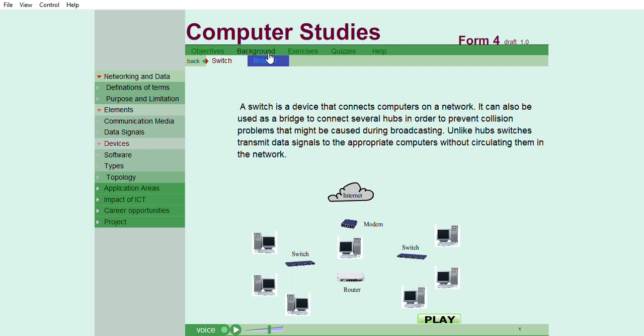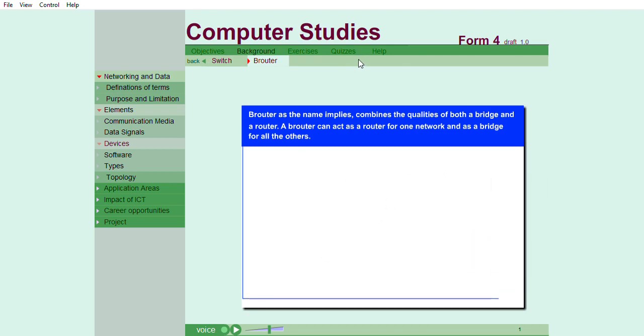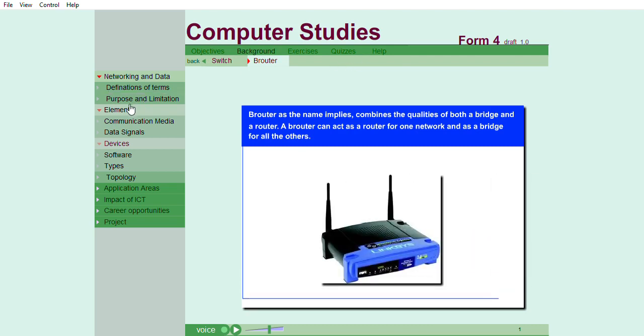A switch is a device that connects computers on a network. It can also be used as a bridge to connect several hubs in order to prevent collision problems that might be caused during broadcasting. Brouter, as the name implies, combines the qualities of both a bridge and a router. A brouter can act as a router for one network and as a bridge for all the others.